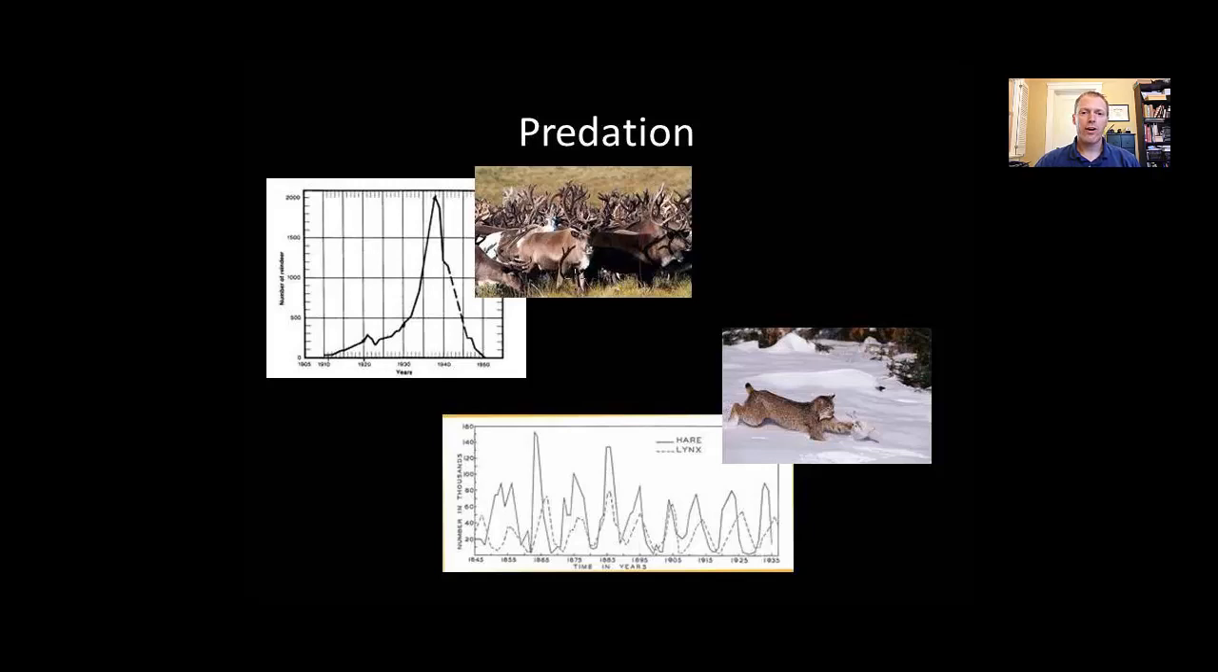So the first of these is predation. Obviously the predator is going to affect the prey. If a population of reindeer is eating grass, then the reindeer should drive the grass population down. So the predator is obviously going to affect the prey. But what's interesting is that the prey, we find, also affects the predator.